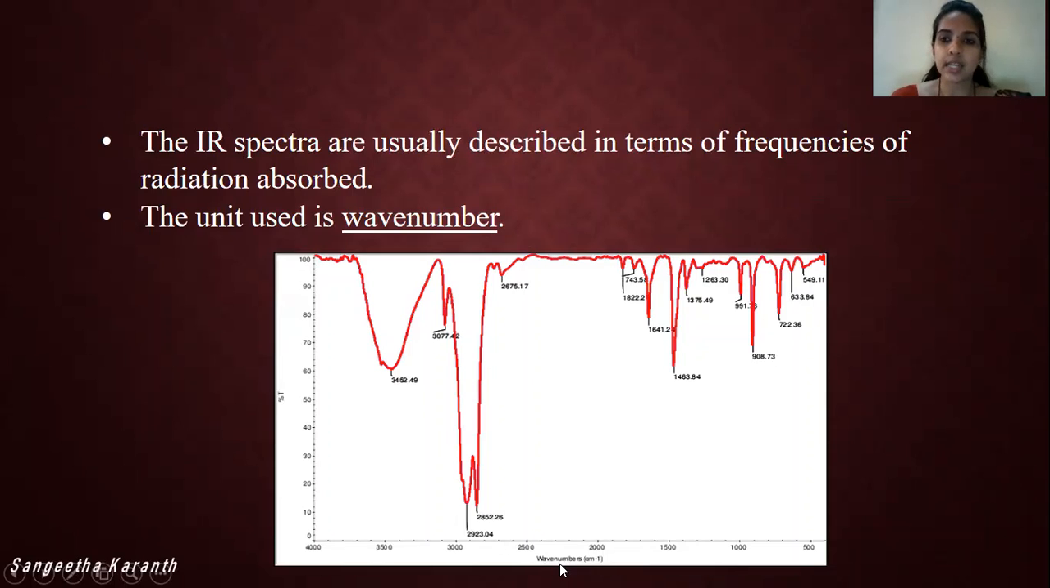Wave number is nothing but the reciprocal of the wavelength. So we express it in the form of centimeter inverse.